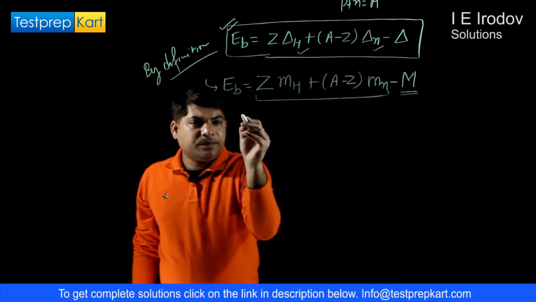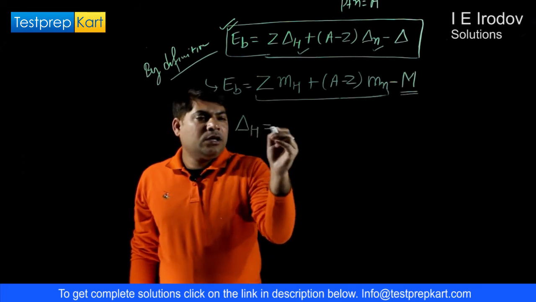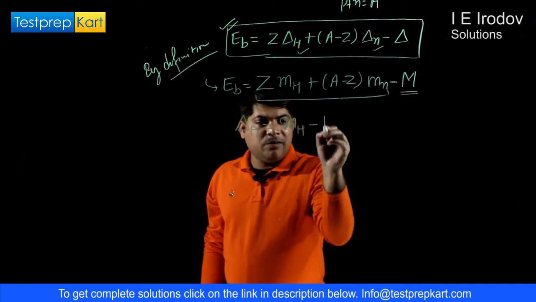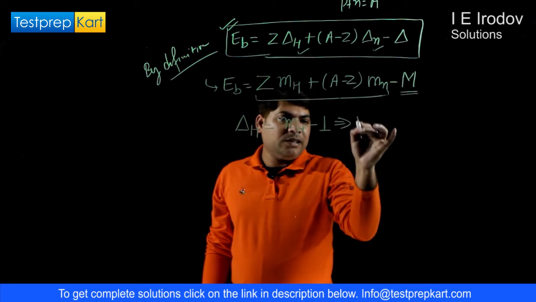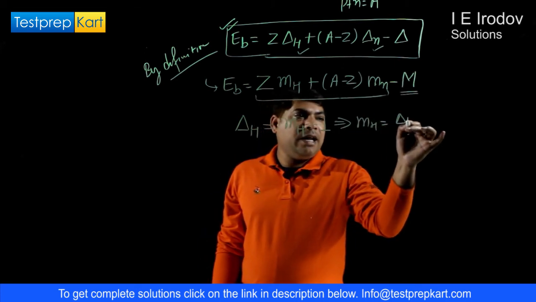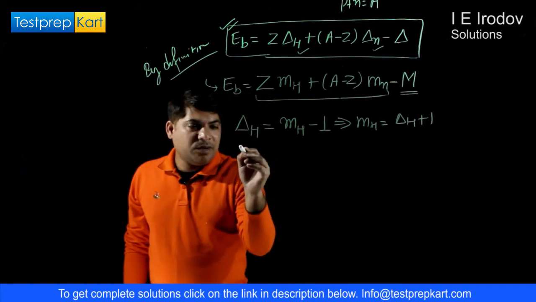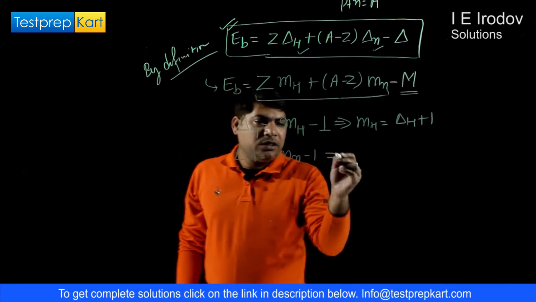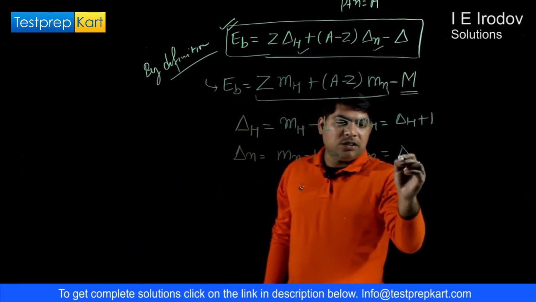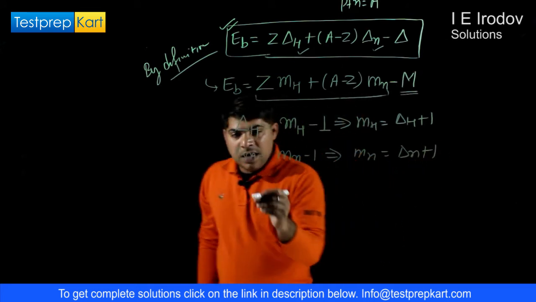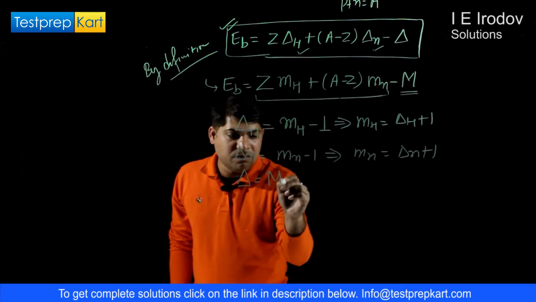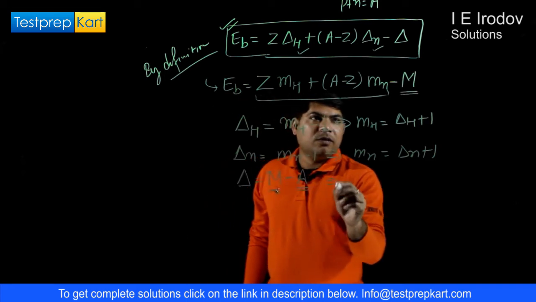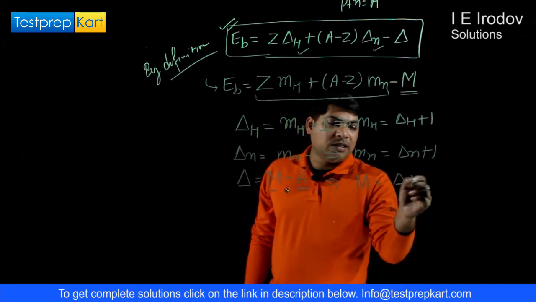Now see, delta H, we already know the mass defect in hydrogen can be calculated as M_H minus 1. So we can replace M_H equals delta H plus 1. Similarly, delta N is represented by M_n minus 1, so we can say M_n equals delta N plus 1. And similarly, the total difference delta is M minus A, where A is the mass number and M is the available mass. So from here we can write M equals delta plus A.